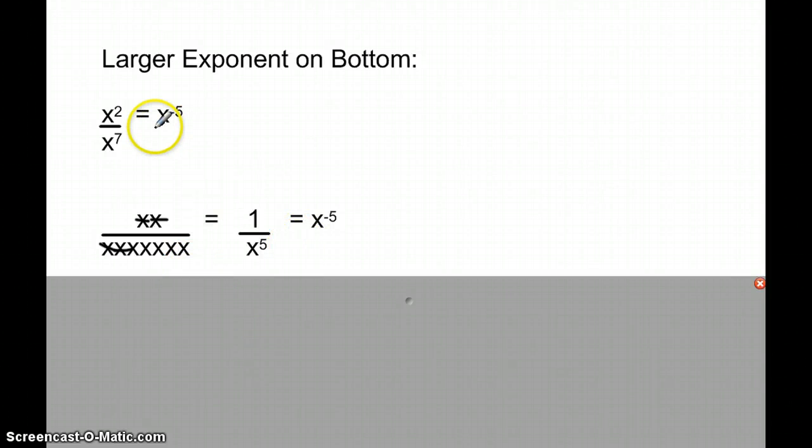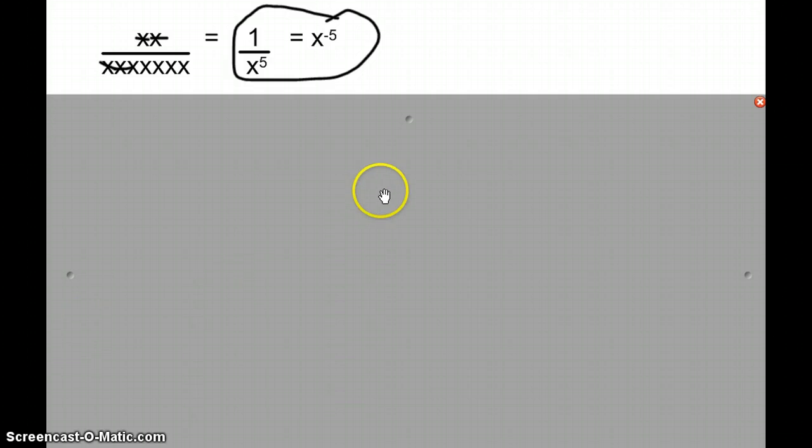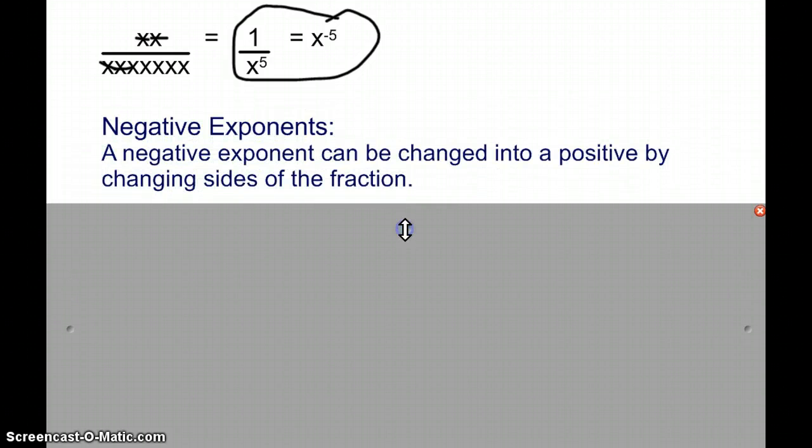So if both this top rule and this bottom rule are true, which we know them to be based on our math rules, then this statement must also be true. 1 over x to the 5th must be the same as x to the negative 5th power, because we've just shown, we've done the same problem twice in two different ways and gotten these two different answers. So therefore these two must be equal. And they are, and that brings us to our rule on negative exponents.